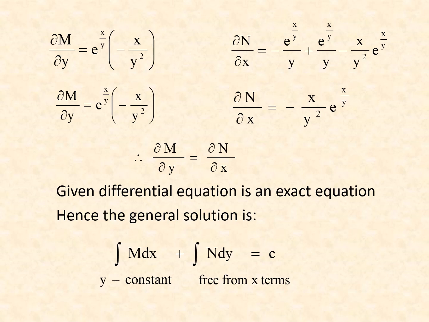If you look into the m and n functions, both have the same value, that is e to the power of x by y into minus x by y square. Here also we got minus x by y square into e to the power of x by y. Both the functions have the same value. Therefore we conclude dou m by dou y is equal to dou n by dou x. The given differential equation is an exact equation. Hence the general solution is integral m into dx plus integral n into dy is equal to c.